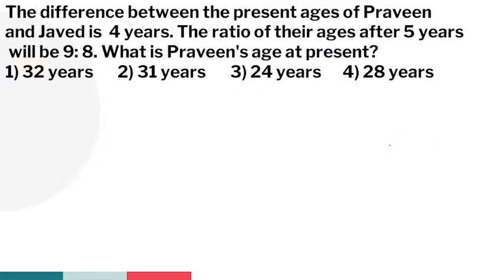All right, move on to the next one. The difference between the present ages of Praveen and Javed is 4 years. The ratio of their ages after 5 years will be 9 is to 8. What is Praveen's age at present? The answer, guys.